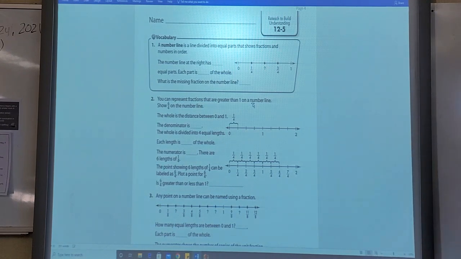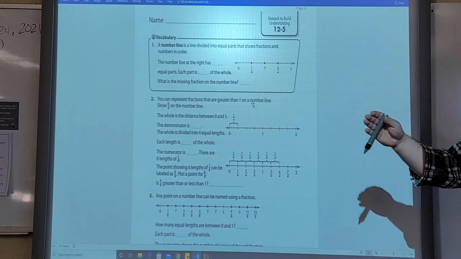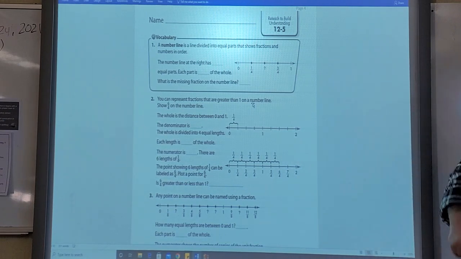Greater means what? What does greater mean, Ariana? The number is bigger than the other one? It's larger. Yes, greater means larger or bigger, right? The numbers are going up. We're moving to the right on the number line. And we're going past the whole number, greater than one. Before we were doing less than one. Now we're going up. That's why we're going over the whole numbers, remember?